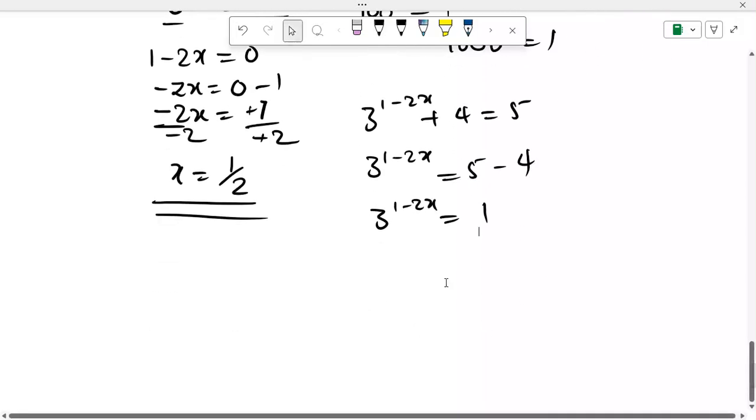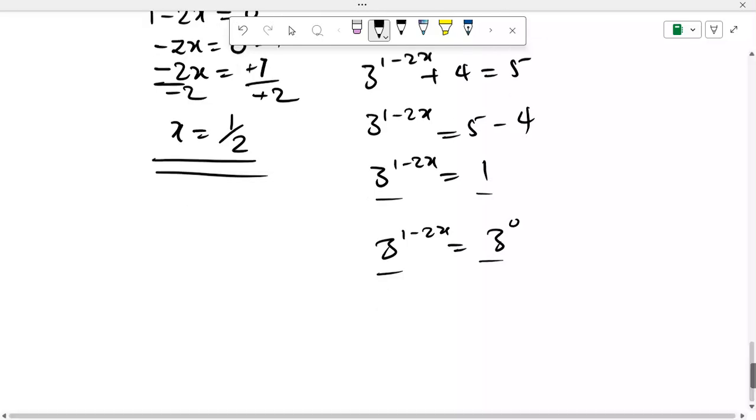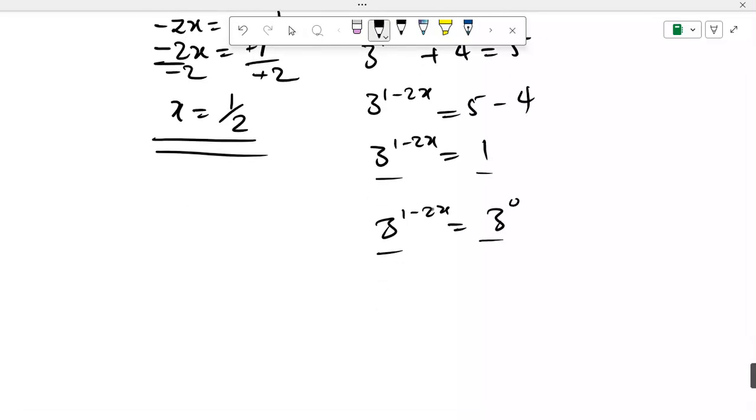Then when you reach here, you want to have the same base on both sides of the equation. So you check the base here. Use the definitions of indices: any number to the power 0 is 1, and the number we want is 3. So you just say 3 to the power 0. 3 to the power 0 is 1, meaning we haven't changed anything here. We're just writing it so that it gives us liberty to solve. Now the bases are equal, we equate the powers.